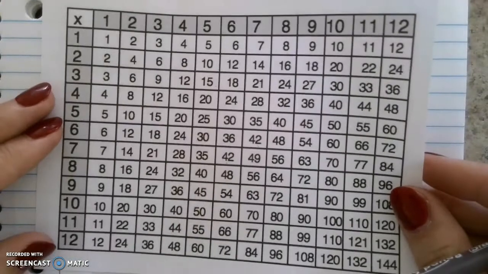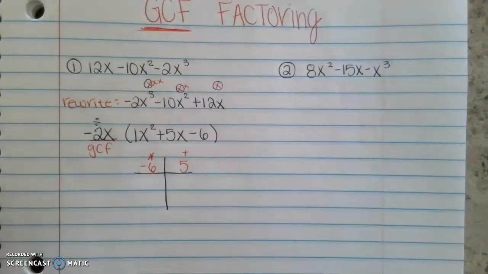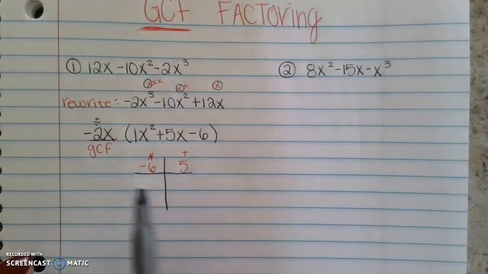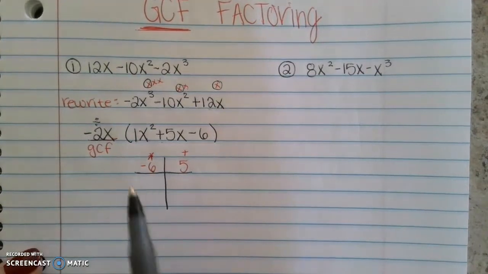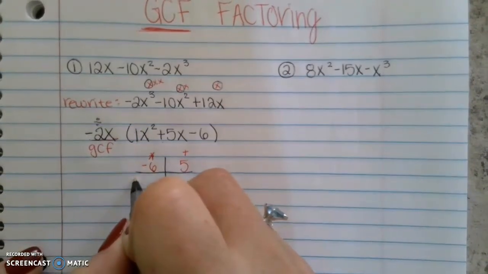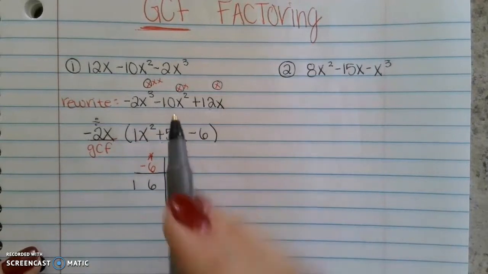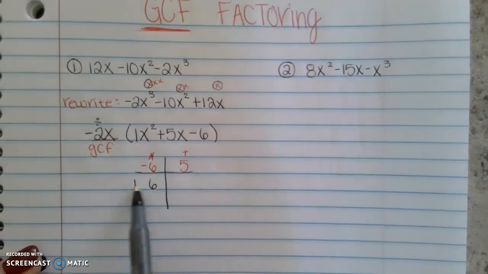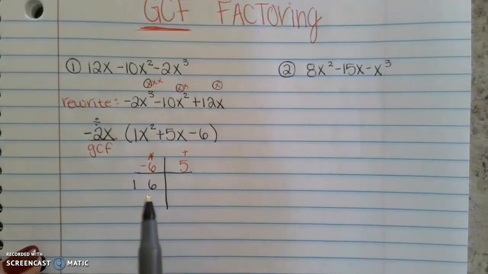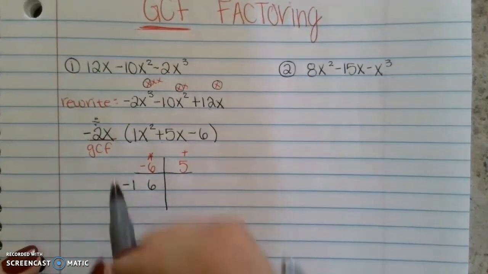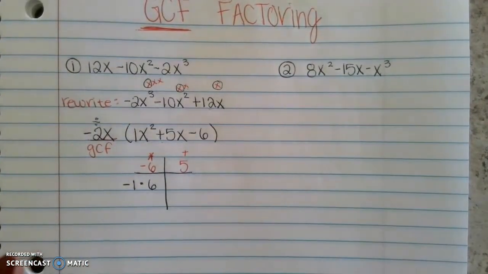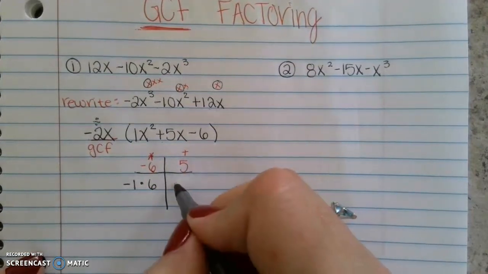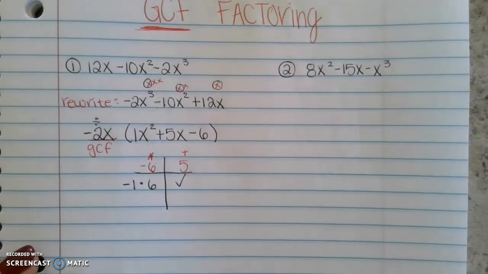Okay, so again, use that multiplication table if needed. But what multiplies to get me negative 6? I've got options of 1 times 6, and one of them needs to be negative. So I can have a negative 1 times 6. That will get me negative 6. And when I add these together, that will get me a positive 5.